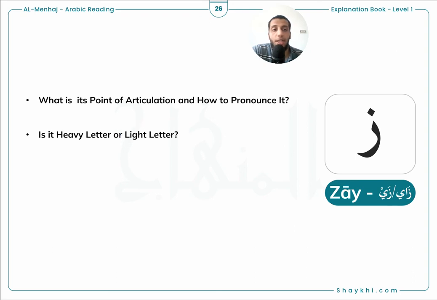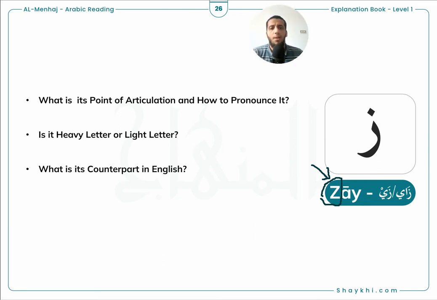So let's move to the next question, which is what is the counterpart of this letter in English? It's so clear. Z. This sound is the sound of letter Z. So the sound of this letter looks like the sound of letter Z in English, like for example zip, or zoo, or zebra, whatever. So the counterpart of letter Zay in Arabic is letter Z in English.